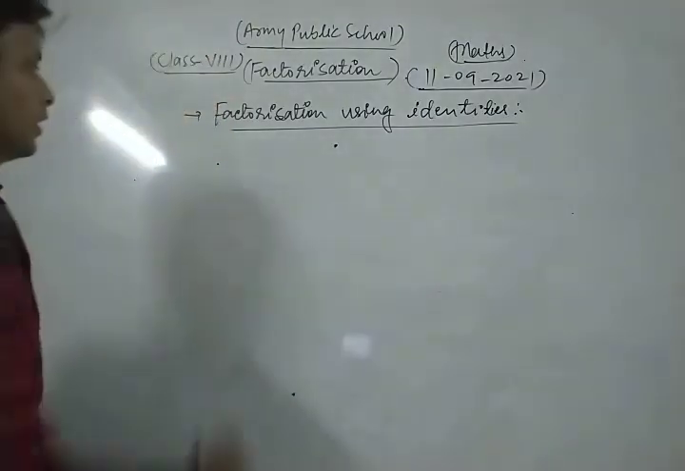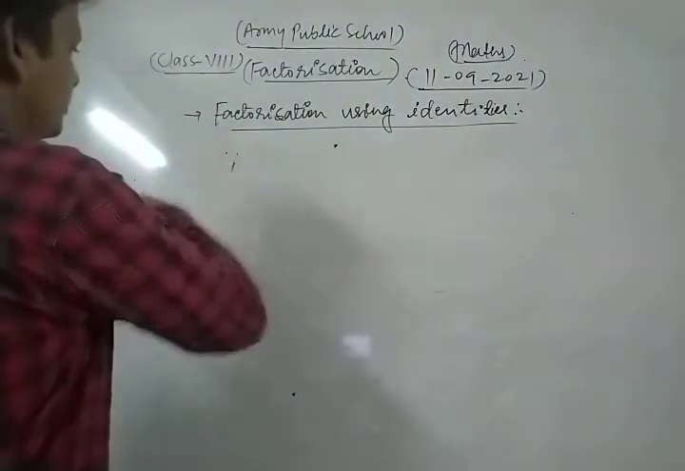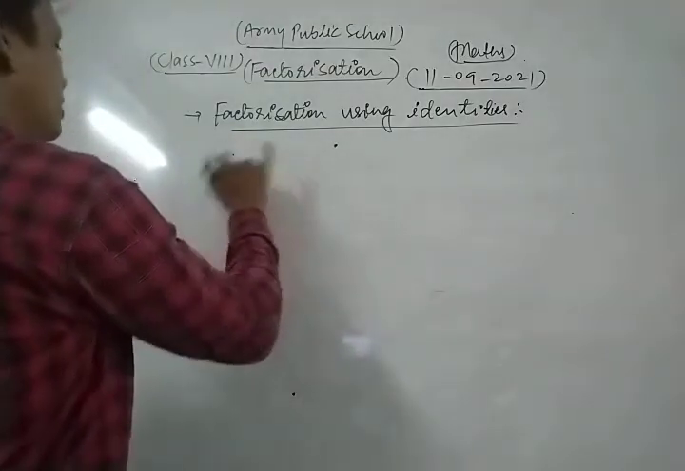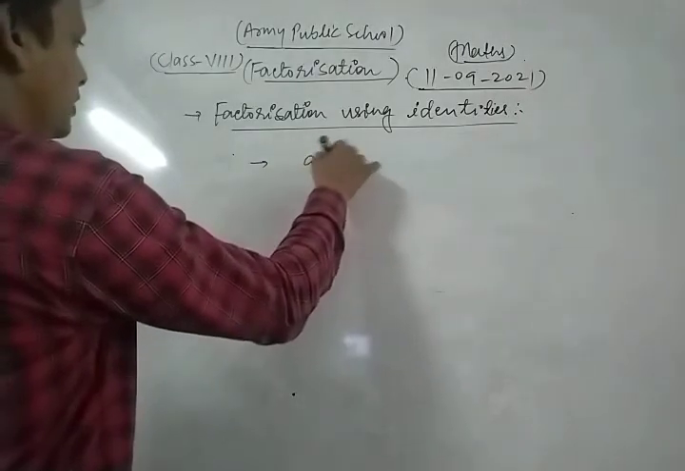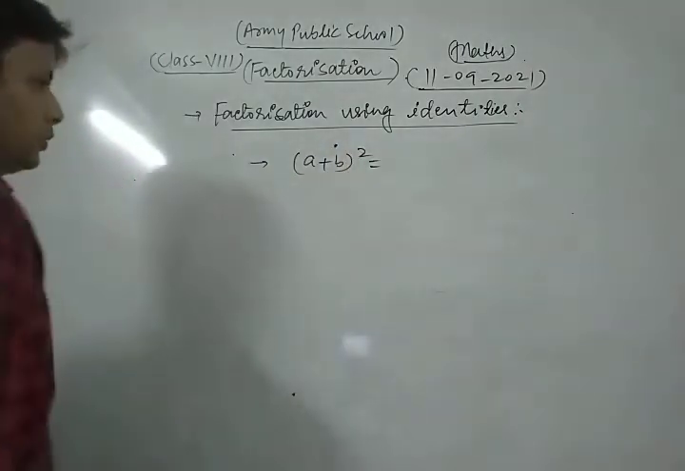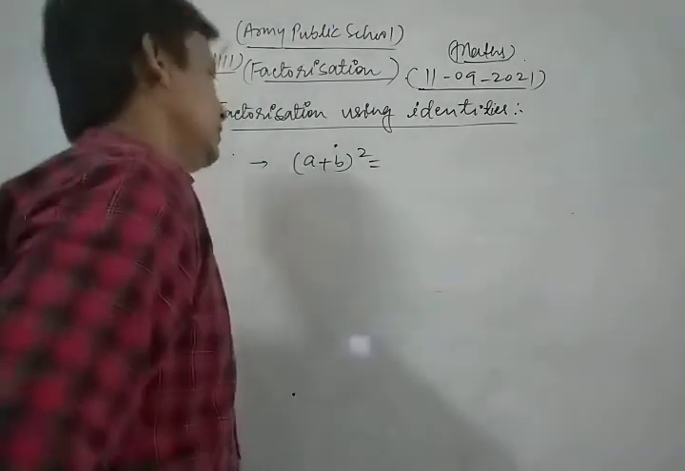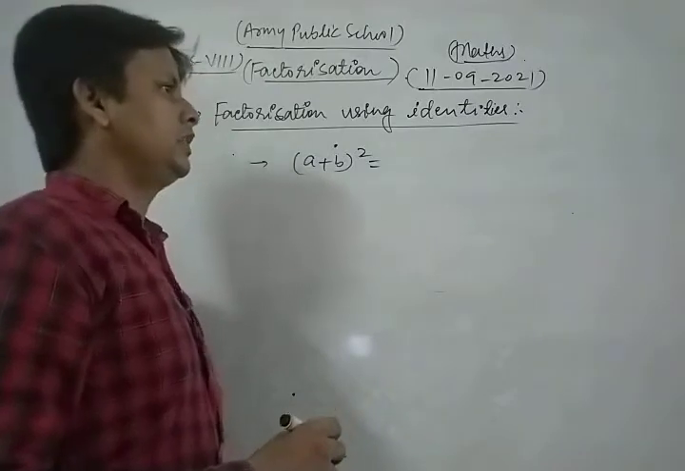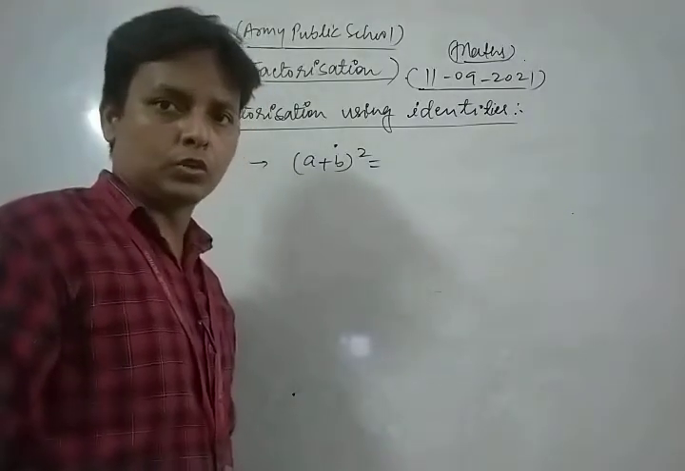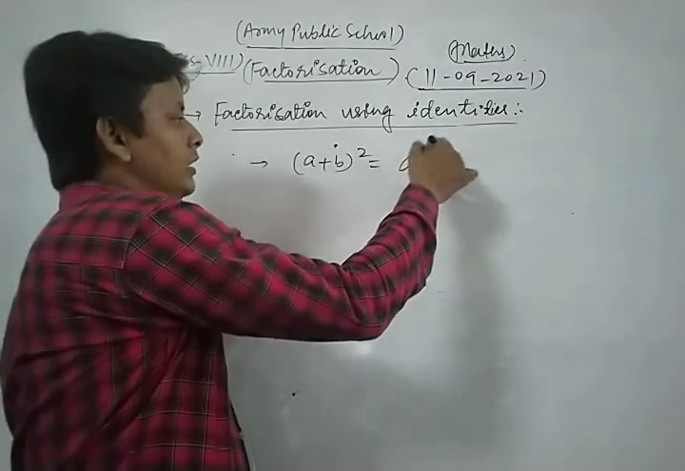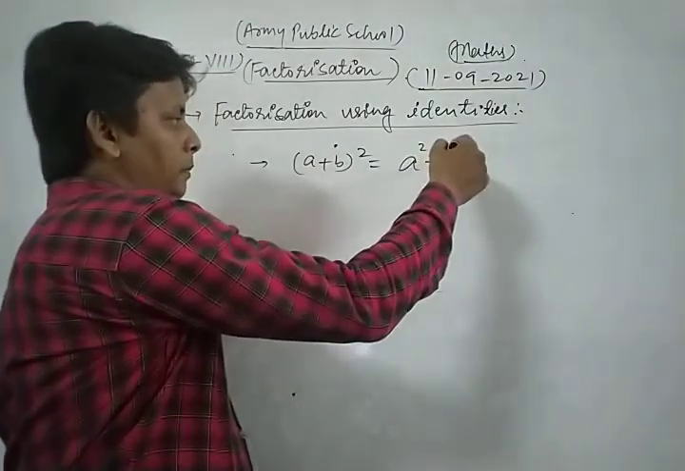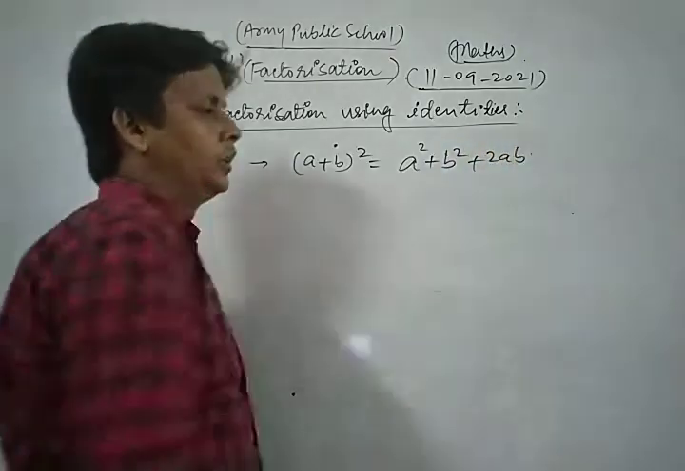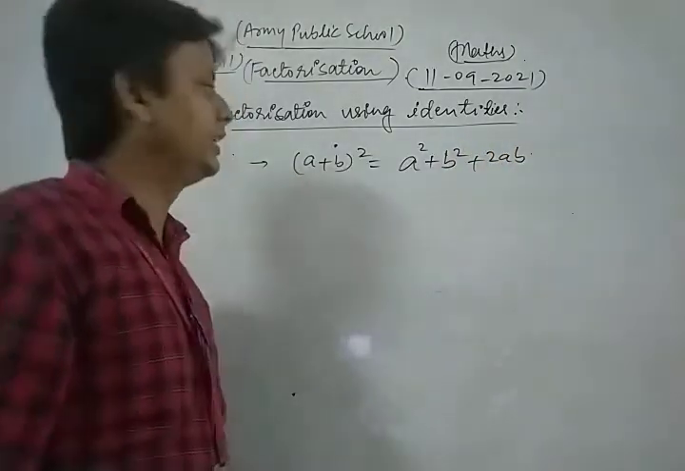Let's see. The first one is what? A plus B whole square. Dear student, this is a very important identity, which is A plus B whole square. Look, this is A square plus B square plus 2AB. This is the identity A plus B whole square.